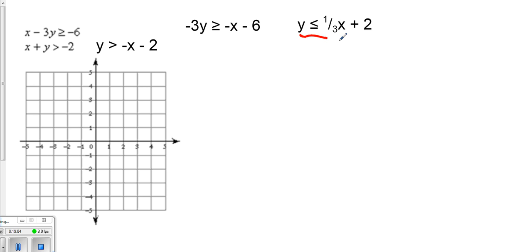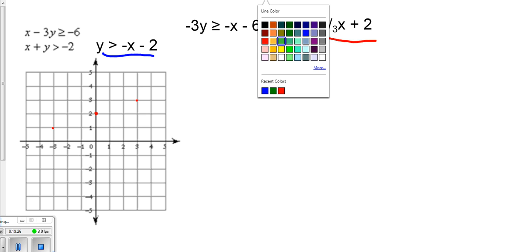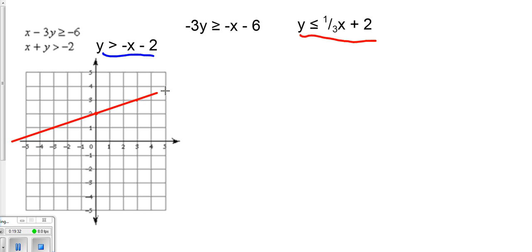So this is my first line. This is my second. We'll go ahead and graph these out. Start here at positive 2. Goes up 1 over 3, and in the same way but the other direction, down 1 over 3. Because it has the or equals to, that means we are going to do a solid line with the red. Start over here. It's going to go through those.